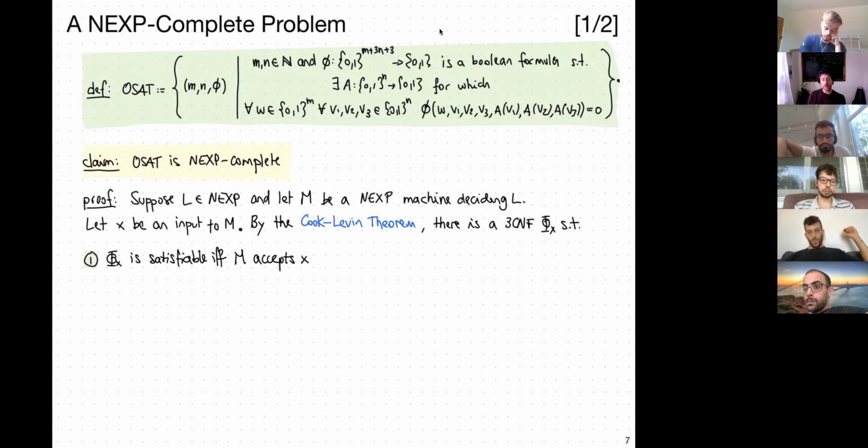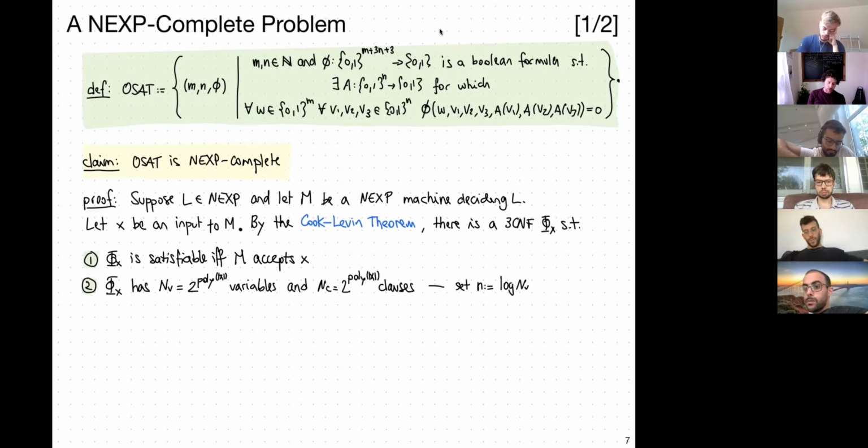What the Cook-Levin theorem guarantees us is 3 conditions. First, it tells us that the formula that we get is satisfiable if and only if the machine would accept x. So it's a 3SAT formula, and if the machine accepts, if this is a yes input, then the formula would be satisfiable, and if it is a no input, then the formula would not be satisfiable. This is because the Cook-Levin theorem gives this constraint of checking anything that the Turing machine checks. Now, the formula would be of size which is exponential.